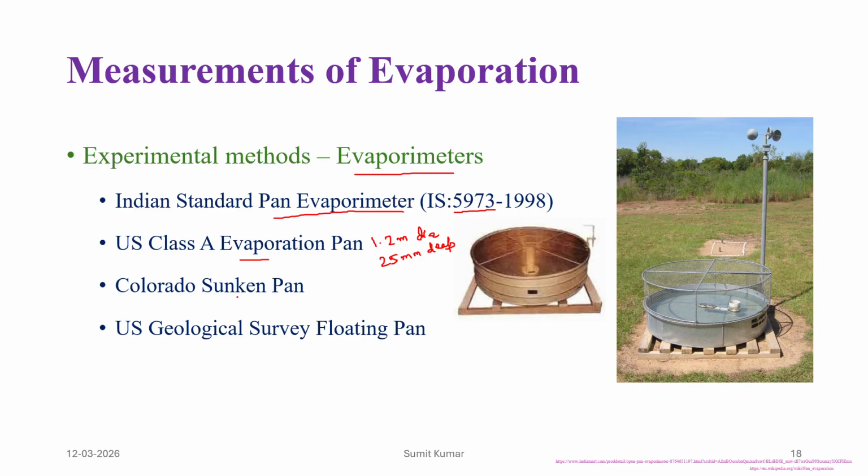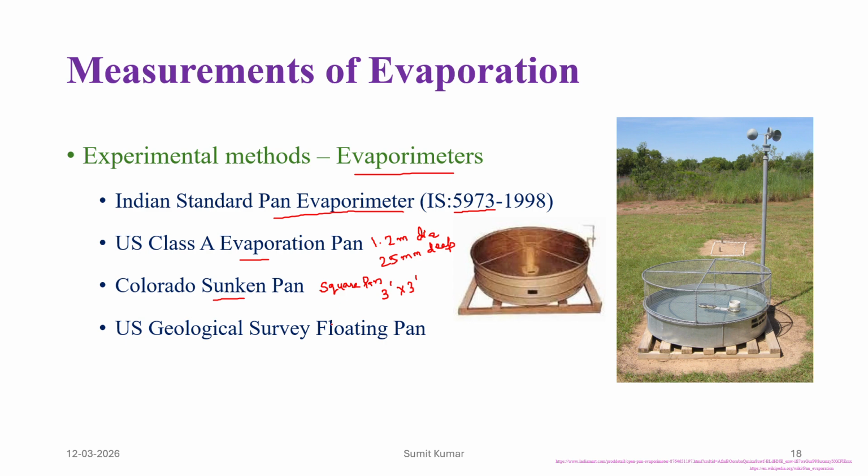Another famous pan is the Colorado sunken pan. This is a square pan of dimension 3 feet by 3 feet. It is buried in the ground with the rim just above soil level.